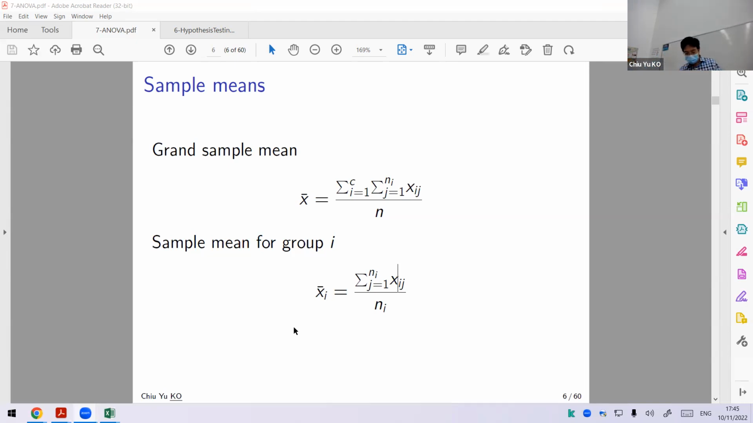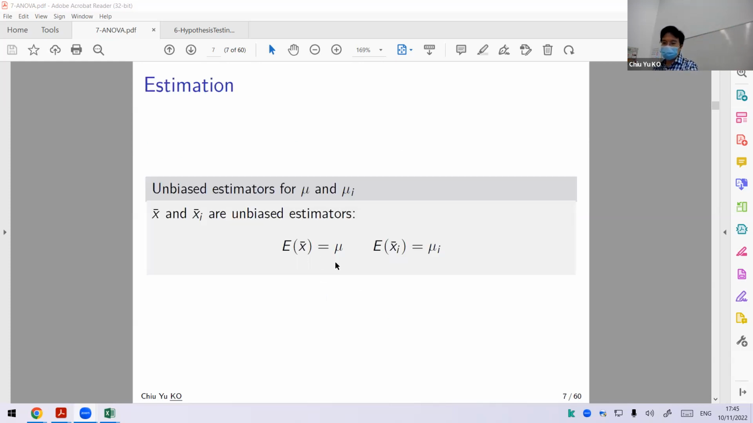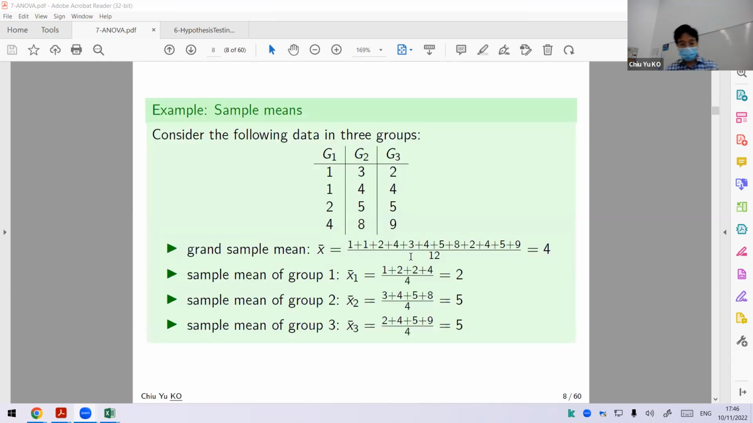So just to remind you what we have been doing: we have some sample means, okay? These are the grand sample mean and the sample group means, which are unbiased estimators of what we want to estimate. Here, the example I have is a nice matrix, because I have an equal number of observations for each group, and I said it need not be the case.